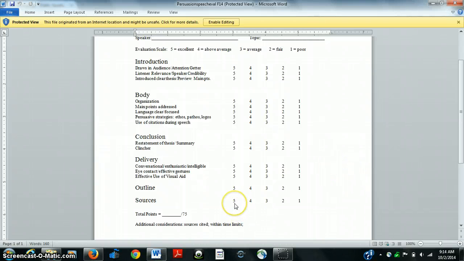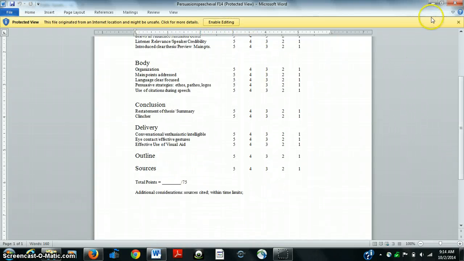Sources, you're going to be graded on your sources this time, and then on your outline as well, on how effective your outline was in what you turned in. And let's go.